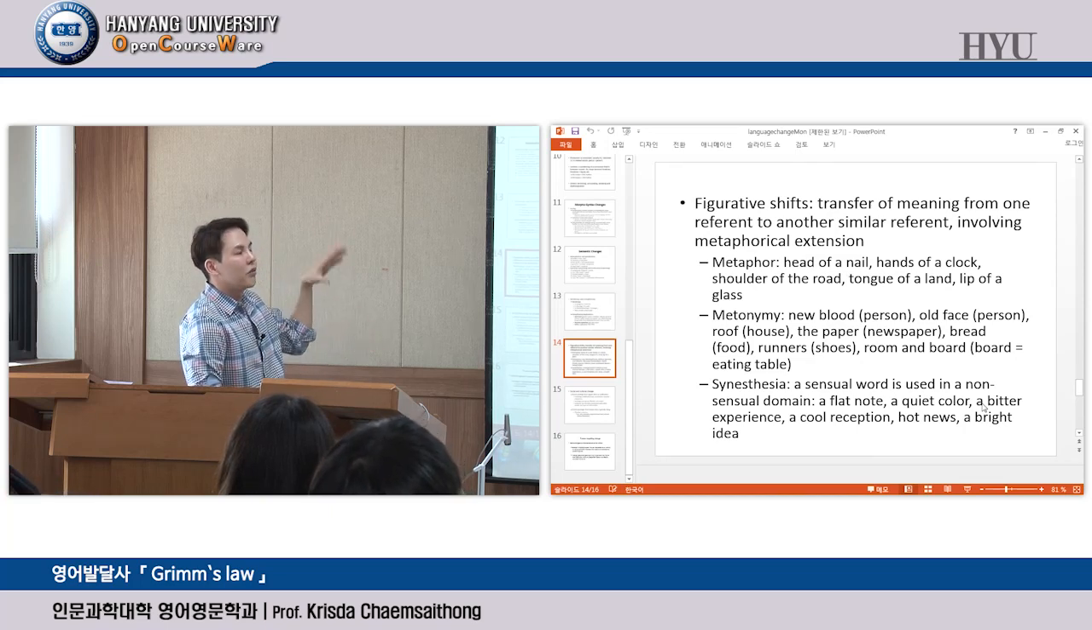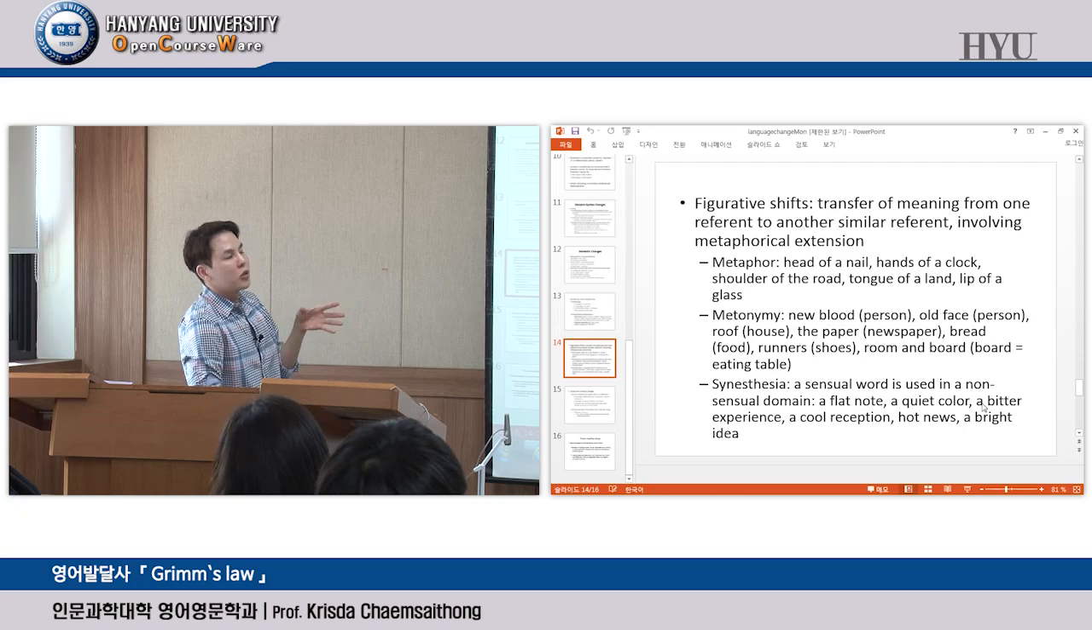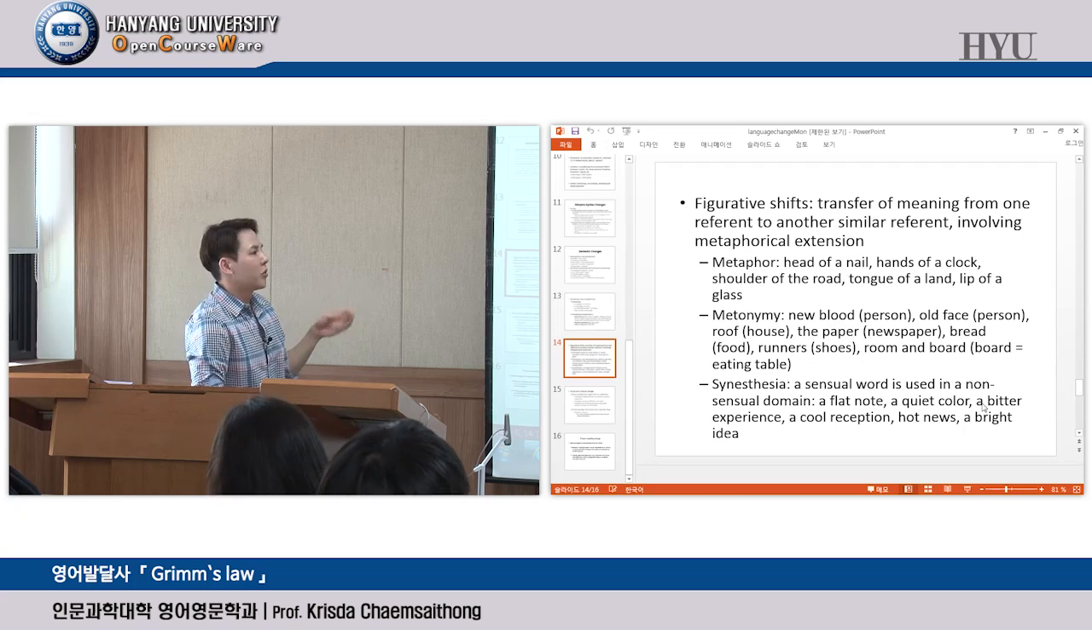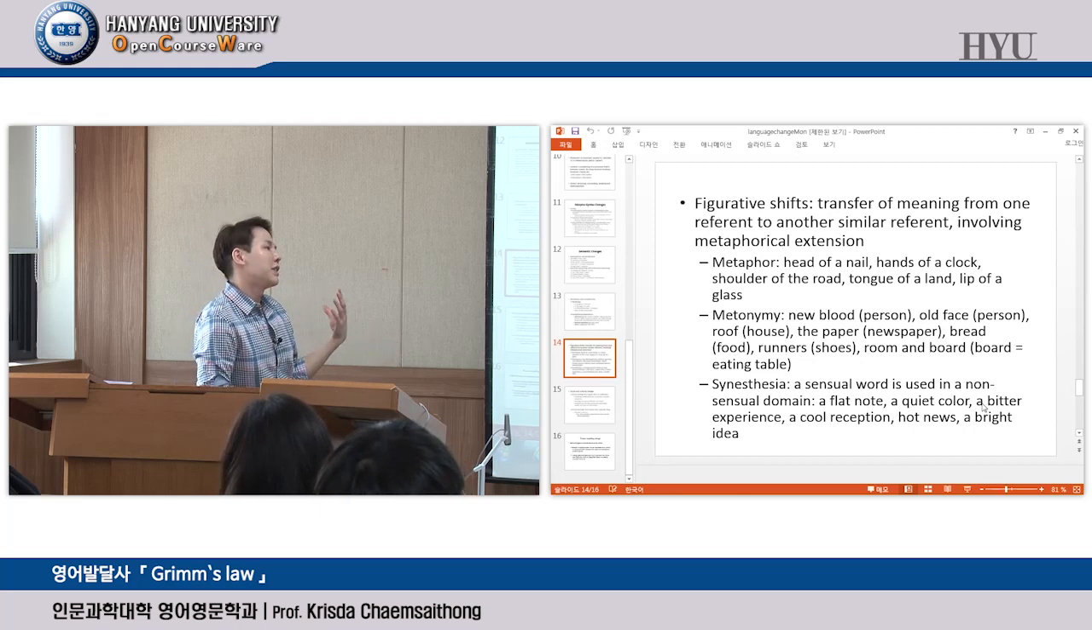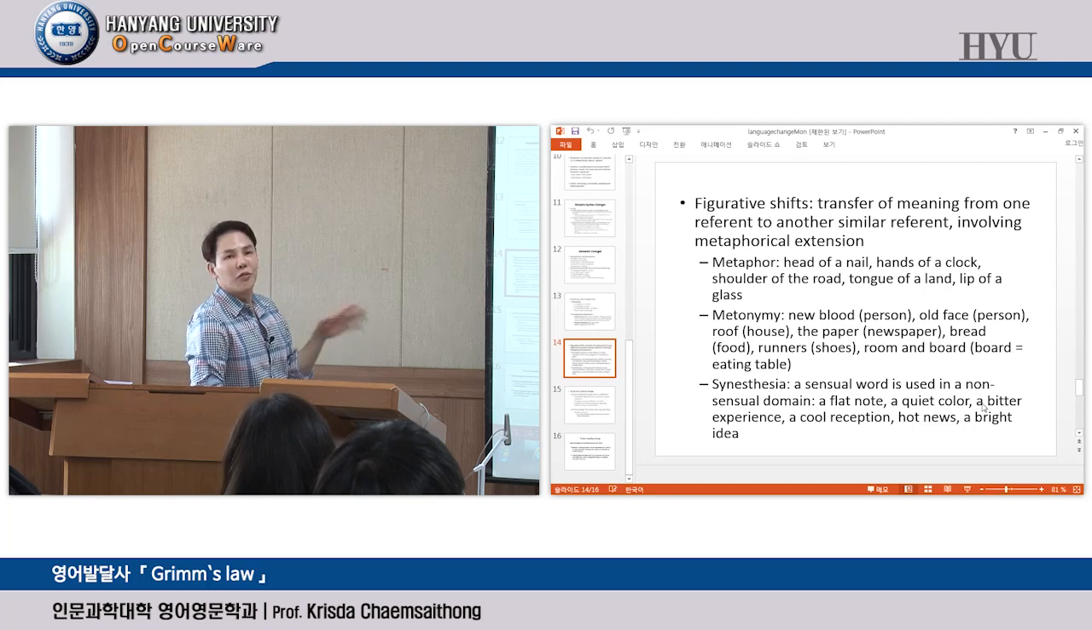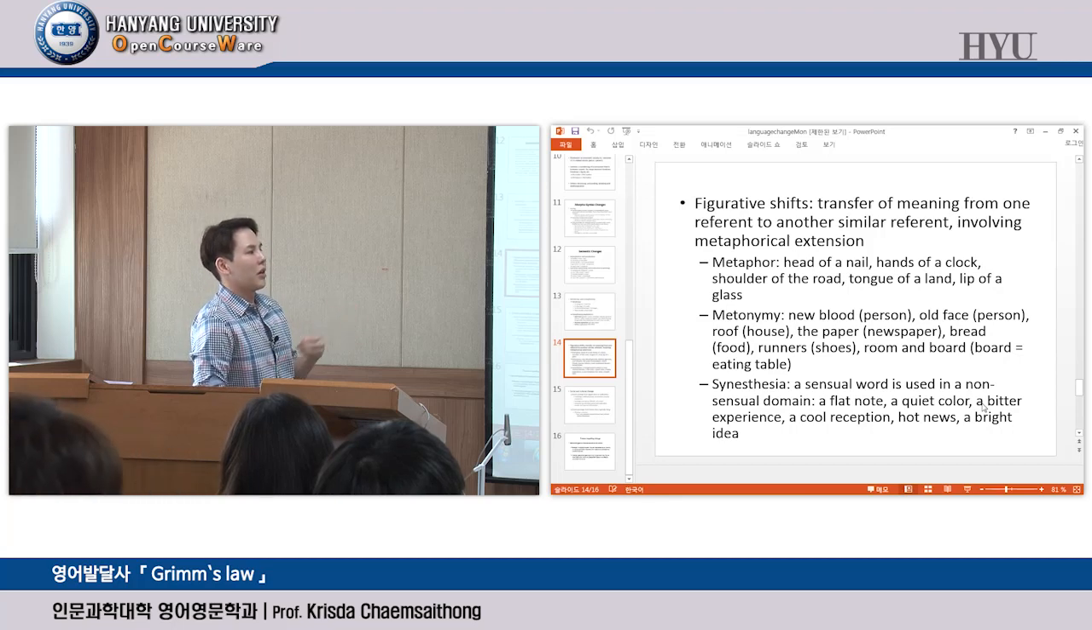The roof, how many roofs are there in this neighborhood, to represent the whole thing, the house? The paper where a newspaper is made from, right? To represent the word newspaper. Bread, like, oh, I cannot even buy my bread. My salary doesn't allow me to buy bread. So it means food, food in general. Not just bread, but means food. Runners, shoes, right? So the things that you use to run with. Room and board here is the eating table, like that.